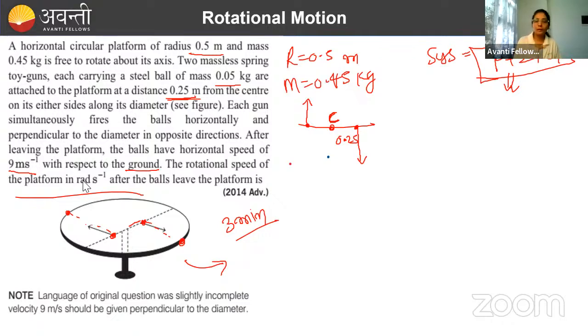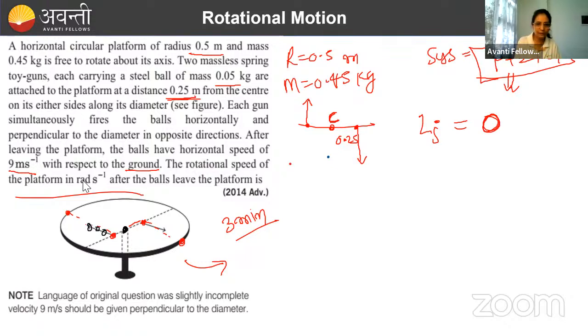Done. हो गया. Initially क्या था? सब कुछ rest में है. Its angular momentum initially is how much? It is 0. ठीक है? So initial angular momentum is 0. Now finally what is happening? You are firing it. So the moment it got fired, what happened? This ball has a velocity in this horizontal direction, right? Done. So if it has a horizontal velocity, then it will have angular momentum around the center.